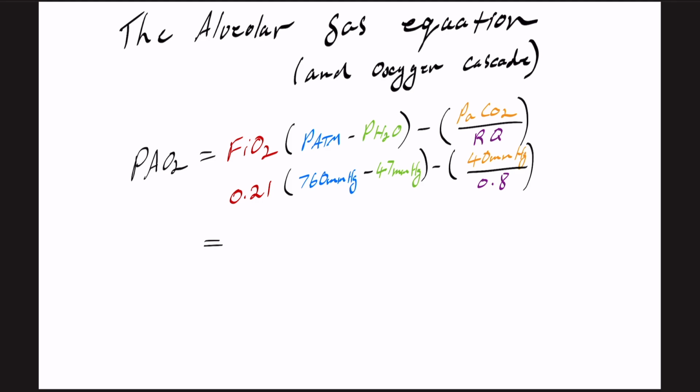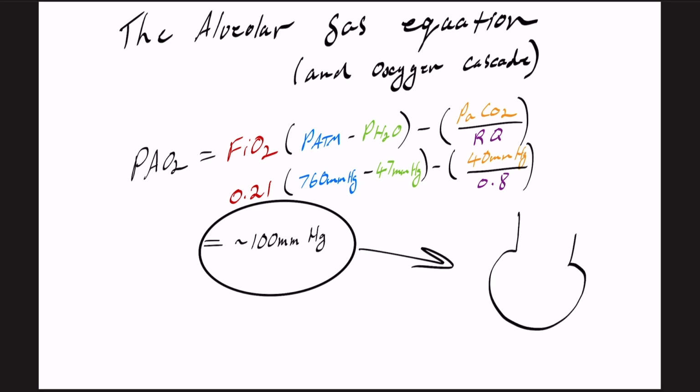So our PAO2 in a normal person at sea level, breathing normal room air oxygen and with a PaCO2 of 40 and on a Western diet would be about 100 millimeters of mercury. So this creates the pressure gradient that drives oxygen into the blood.